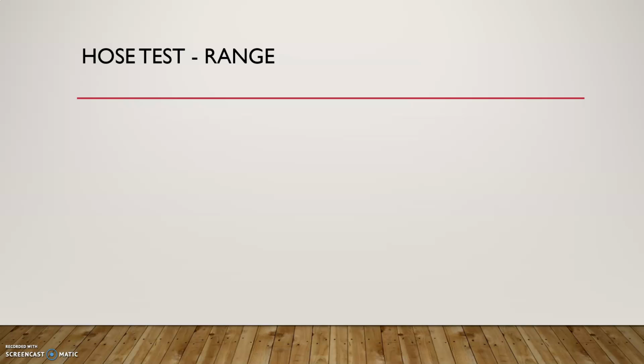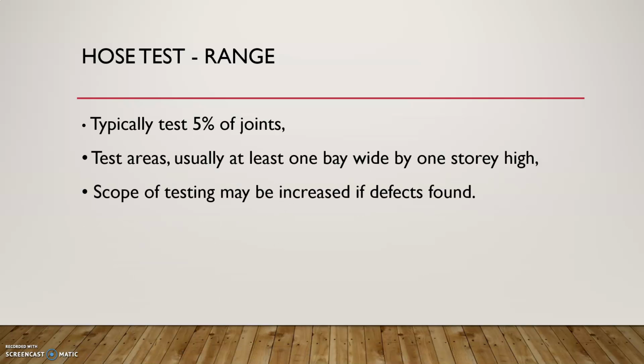Okay, hose test range. Normally 5% of the critical joints. Test areas are usually at least one bay wide by one story high. The scope of testing may be increased if defects are found.